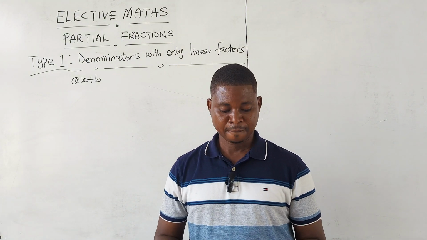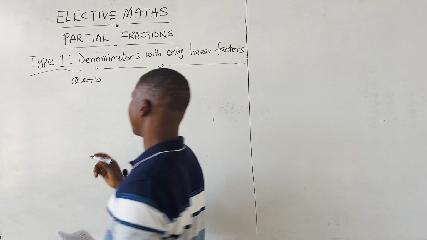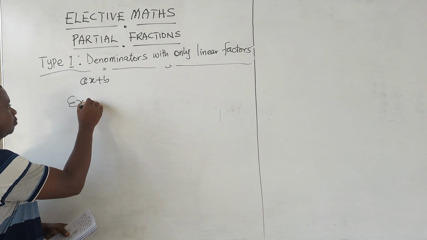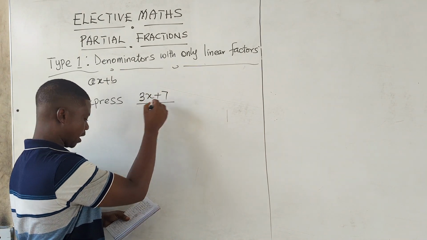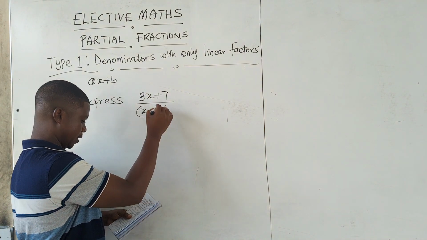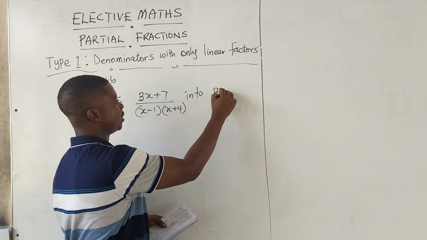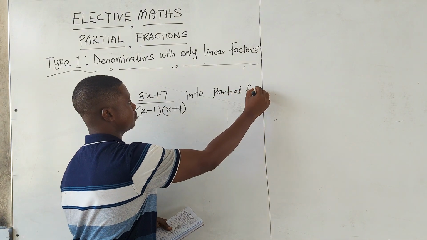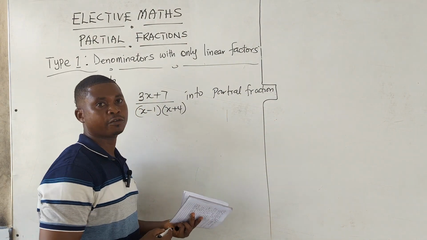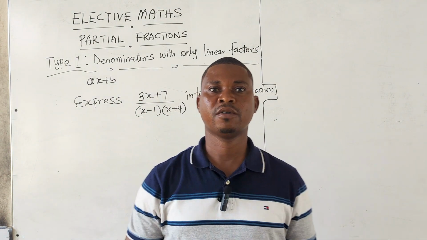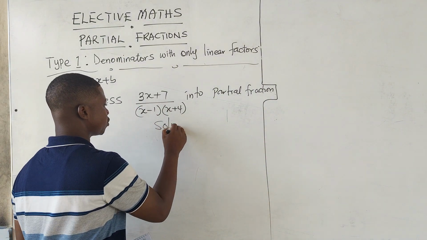So let's consider a question and see how we can resolve it. The first question is, express 3x plus 7 over (x minus 1)(x plus 4) into partial fractions. We are supposed to resolve this into partial fractions. Now, let's try and see if we can solve it.